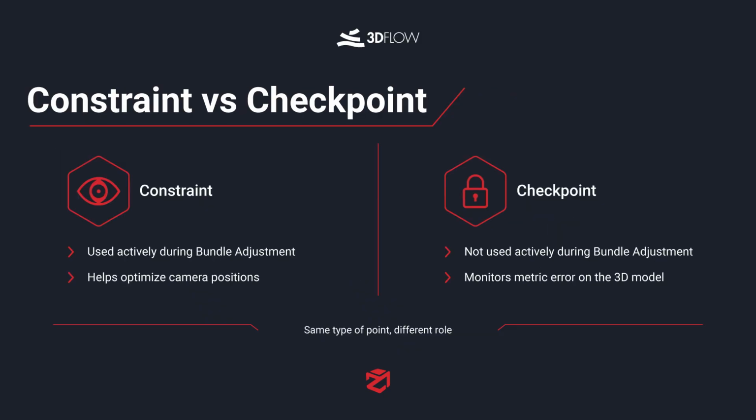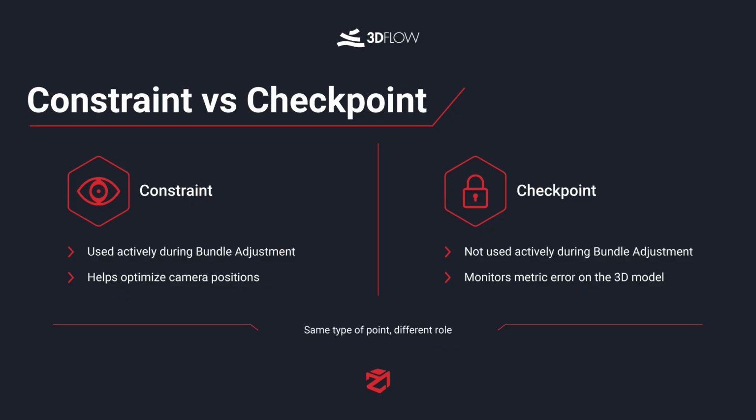Zephyr allows ground control points to be set either as constraints or checkpoints. This distinction is important because the same type of point can play different roles inside the project. The difference is not in the nature of the point itself, but in how it is used.